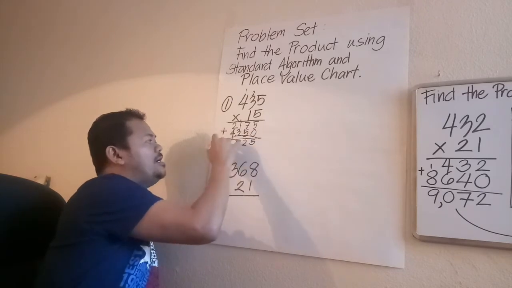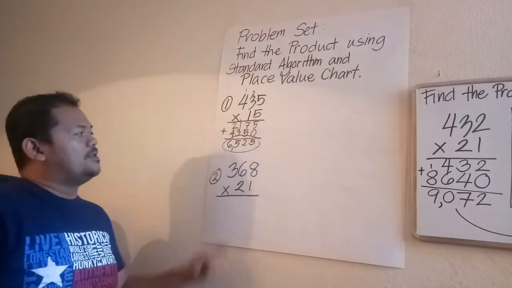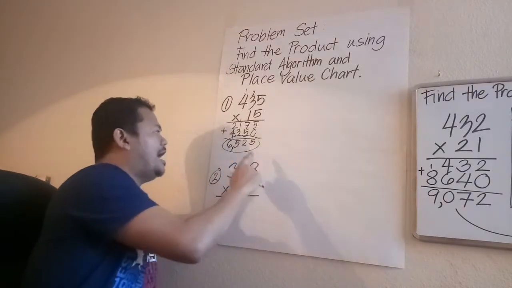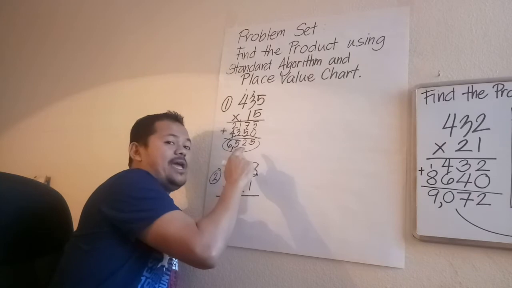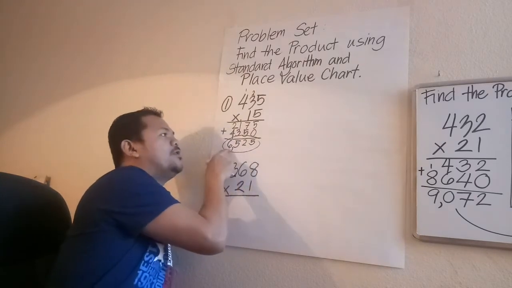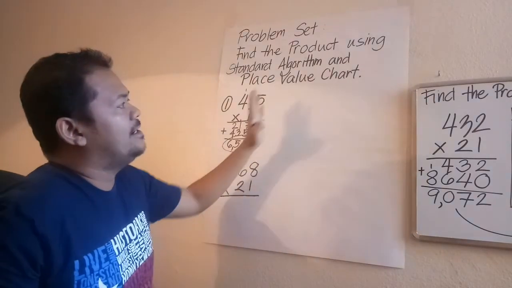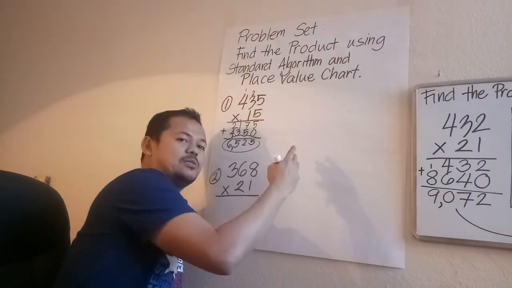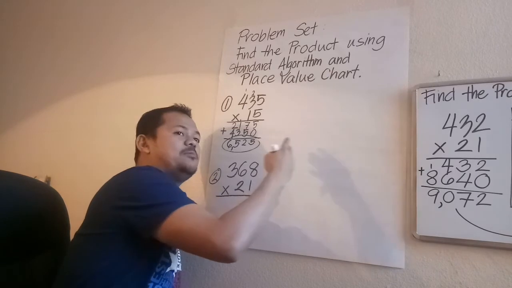Your answer is 6,525. Okay? Now, let's count how many digits is our answer. 1, 2, 3, 4. It means we're going to write there our place value chart with 4 parts. It means it has 4 place values.